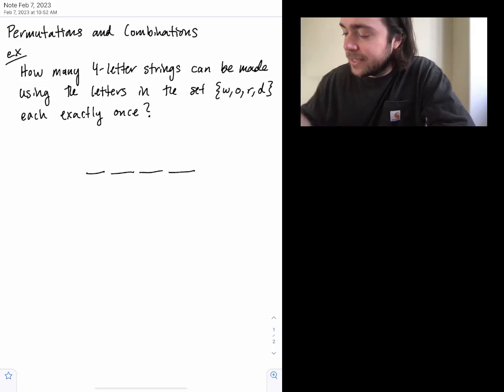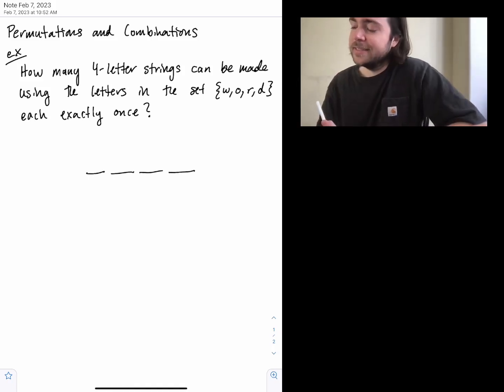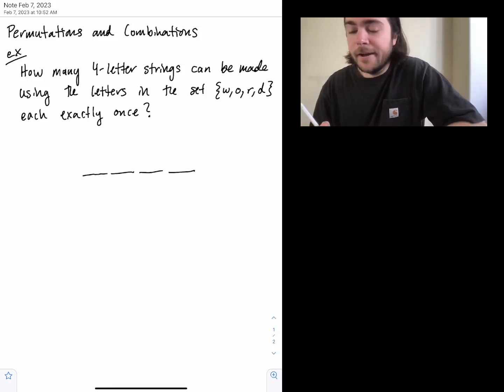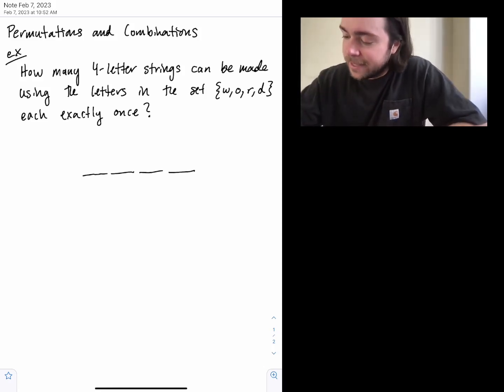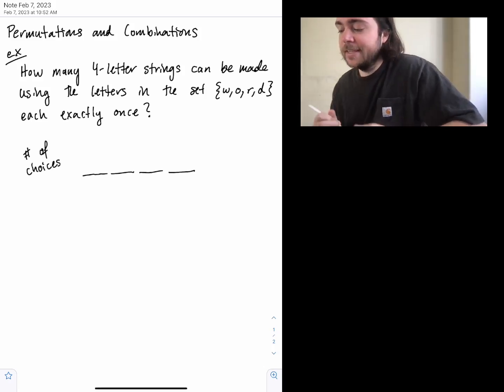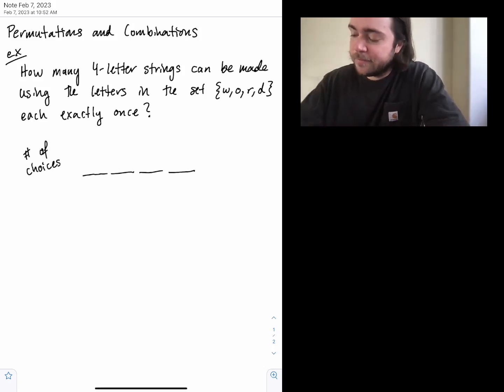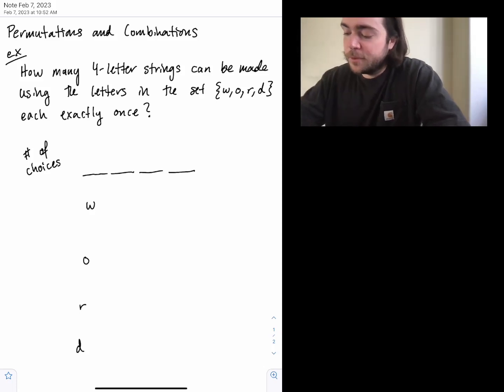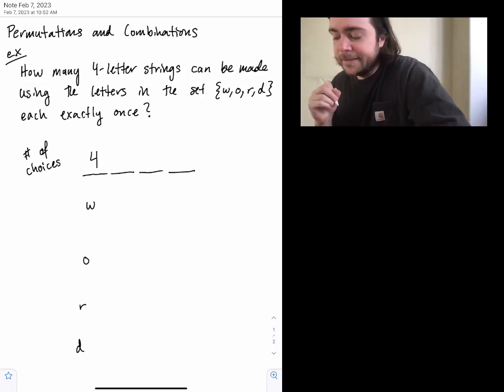So what we can do is put these four slots in which we can put these letters. Okay, and in each slot, I'm going to count the number of choices I have for letters to be put in that slot. So I'm going to write number of choices, and we're going to start filling some of this information in. Okay, so for my first letter right here, I can use any of the letters in this set. So I could put a W, I could put an O, I could put an R, or I could put a D. Okay, so that's four different choices I have for that slot.